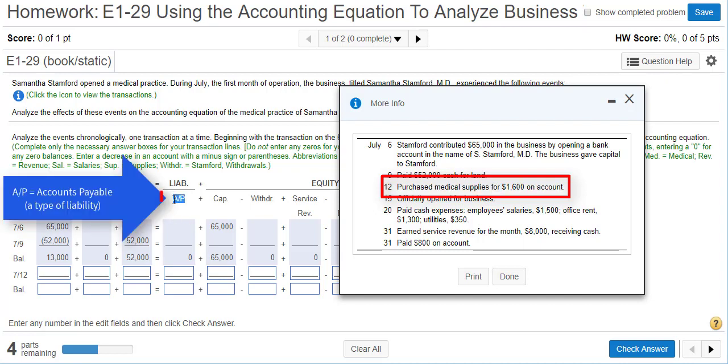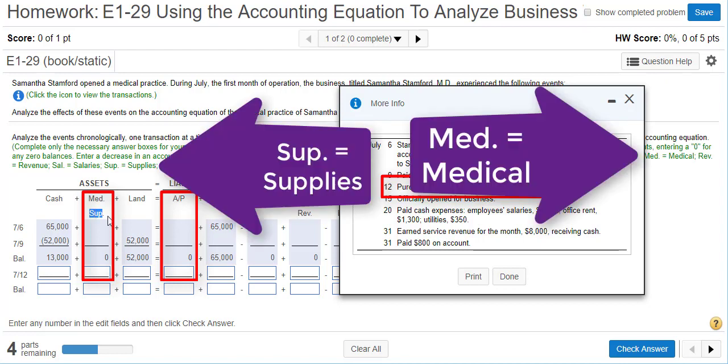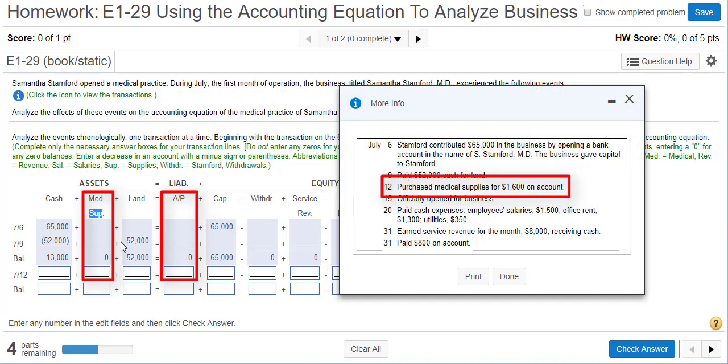Remember, that's what this AP stands for, according to our instructions: accounts payable. So what else are we getting? What's the other account that's affected? Medical supplies. That's what MEDSUP stands for, medical supplies. Again, all the abbreviations are explained up here. So we have more medical supplies since we purchased them, so our medical supply account is going up. So we have $1,600 of medical supplies. Since we have more of it, I'm leaving it as a positive.